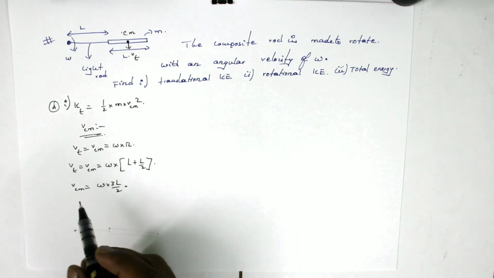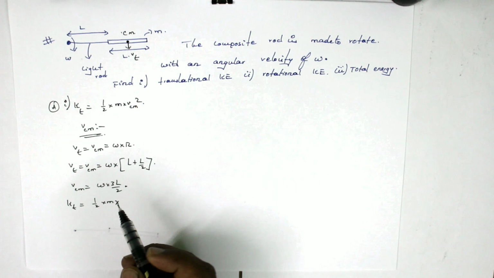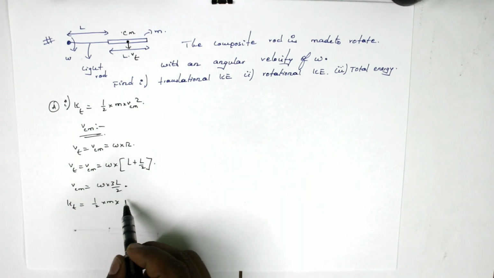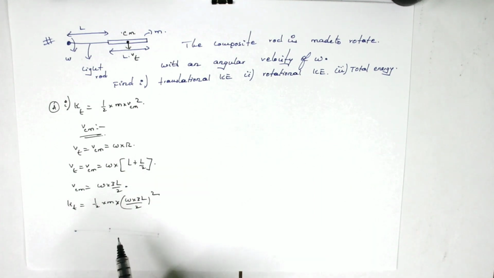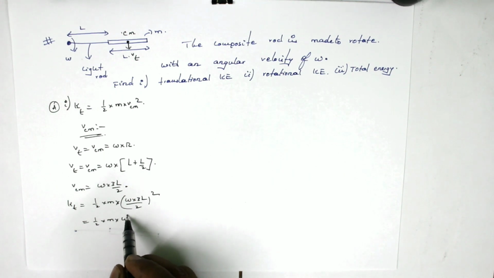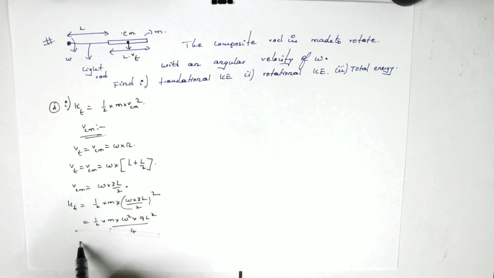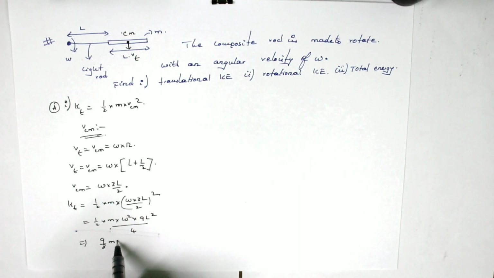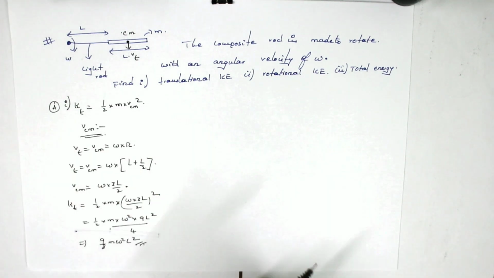Now if I substitute in translational kinetic energy, this is equal to half into m into, instead of V cm square, I will write omega into 3L by 2 whole square. Therefore half into m into omega square into 9L square divided by 4. Therefore 4 2s are 8, so 9 by 8 m omega square L square. So this is the translational kinetic energy of this total composite rod.